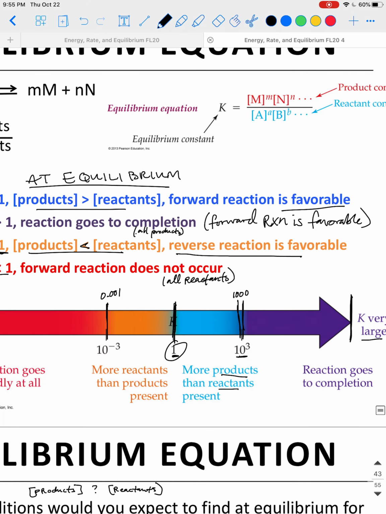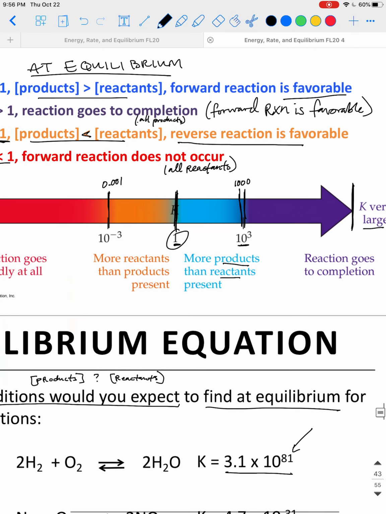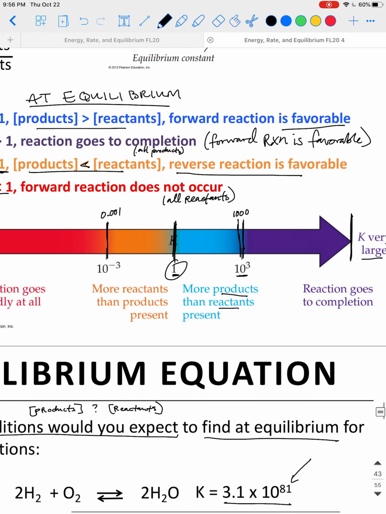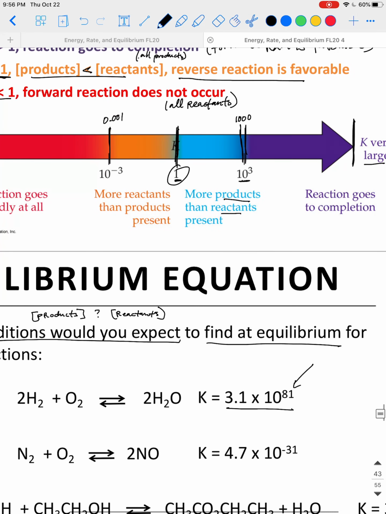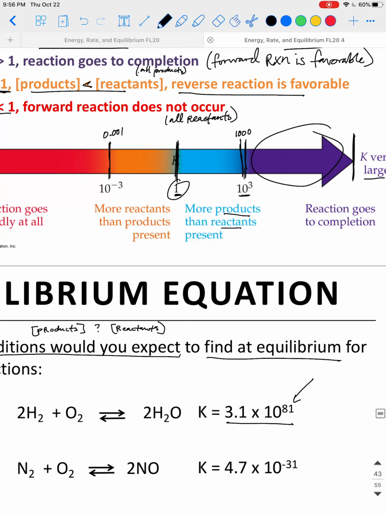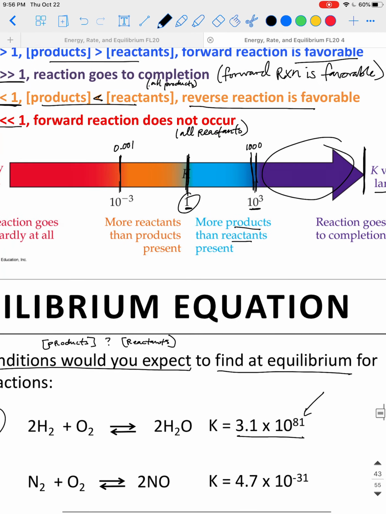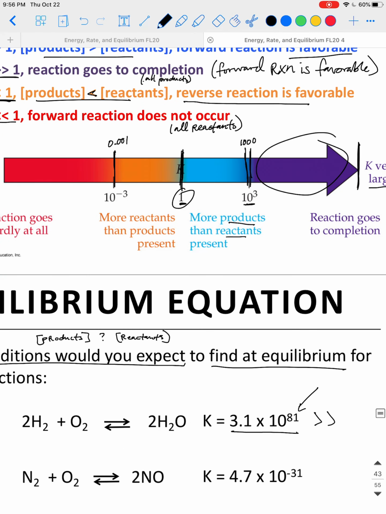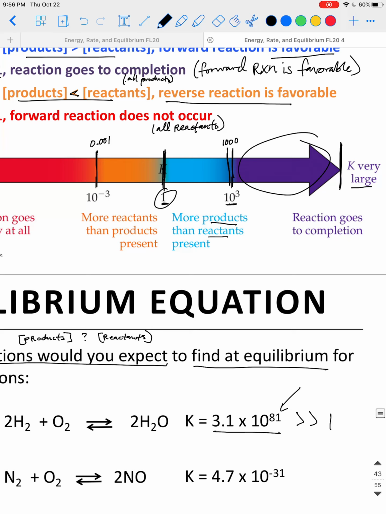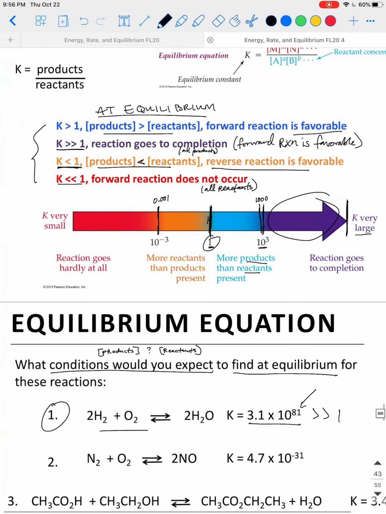Think about these color-coded statements up here. Where on the arrow does that number for K fall? It falls in the purple region up here, which says that to be in the purple region, your K is much, much greater than 1. So here K is way, way bigger than 1. It's way, way bigger than 1,000.